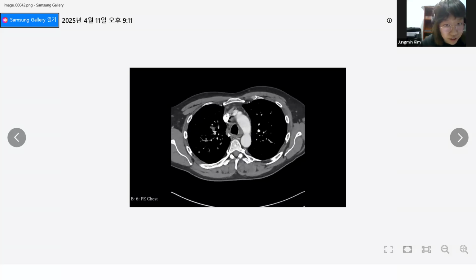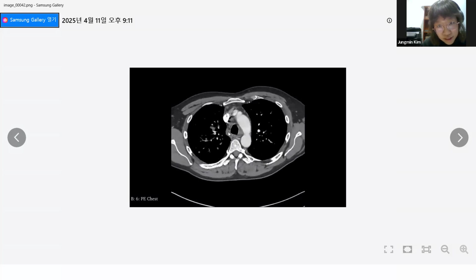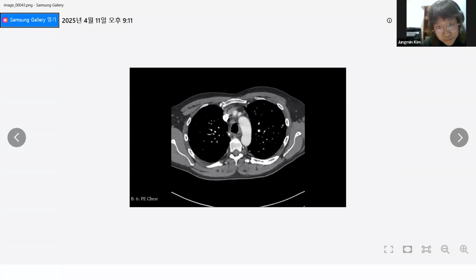And right here, you can see a lower paratracheal lymph node is also next to the trachea. You can see that it's not a vessel, but it's on the more lower side. So just get a vague feeling of where to look for lymph nodes. It is right here.